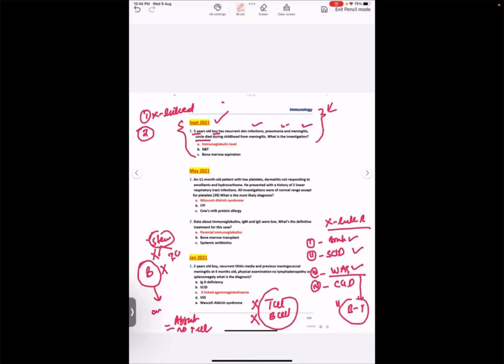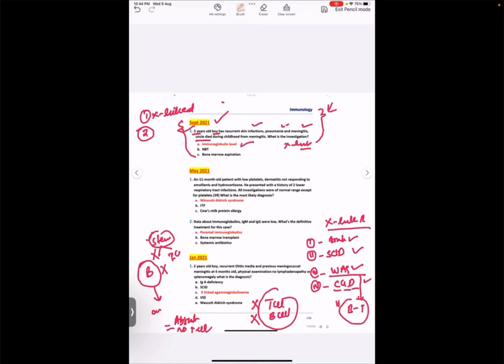Next, we talked about chronic granulomatous disease. What is that? In any scenario where you find a history of recurrent abscess in a boy, you must think of chronic granulomatous disease. So among the options in the question, what was our diagnosis? That was X-linked agammaglobulinemia. Why?